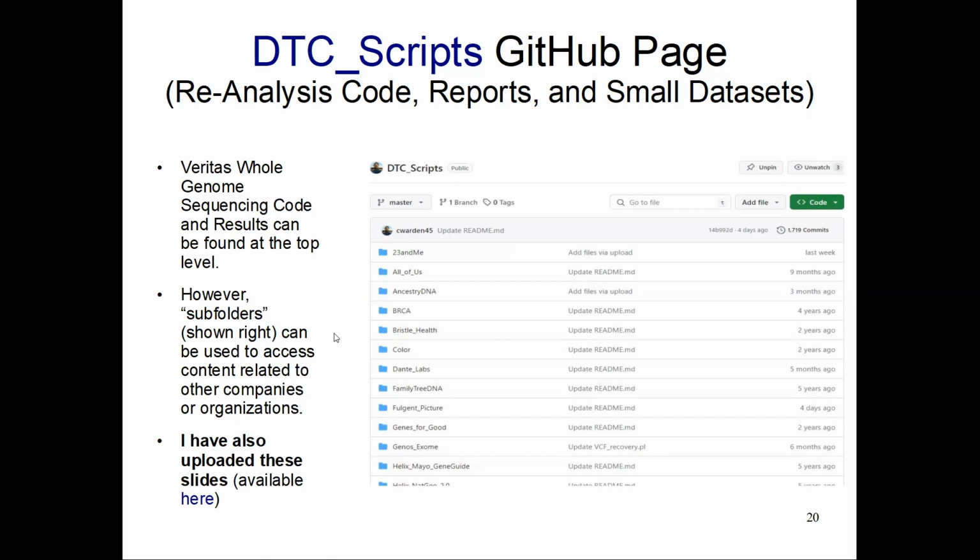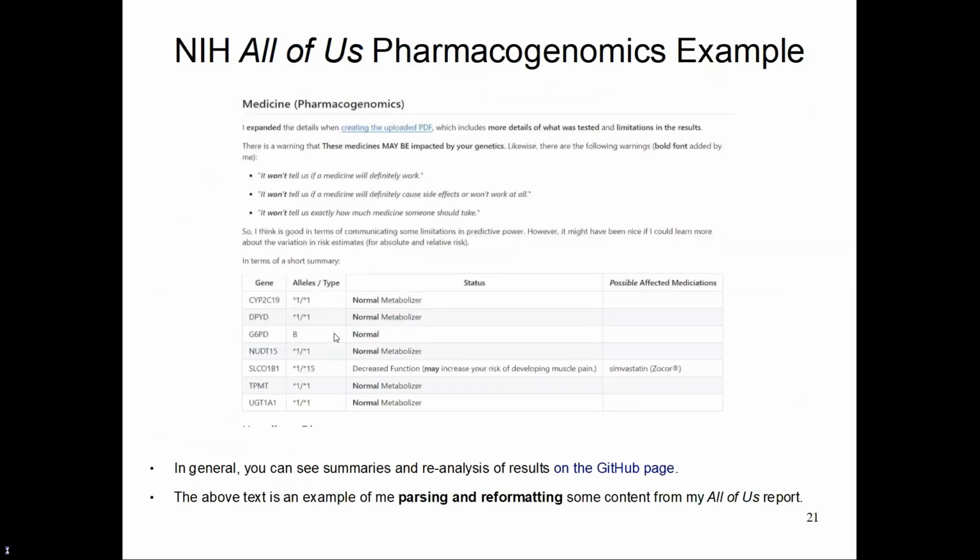Well, GitHub is free, and it's freely available for other people to see. And I'm not going to go through too many more examples of how to use my GitHub resource, but let me show you what I did for that NIH All of Us pharmacogenomics example. There's an earlier slide where I took a screenshot and showed it to you, and you should see part of what I have there here.